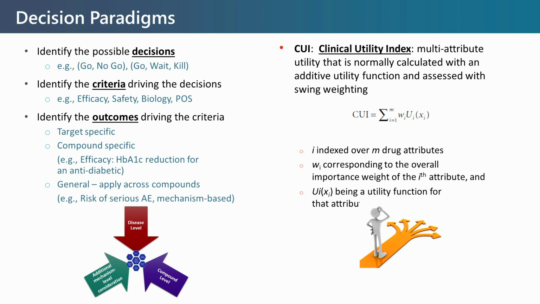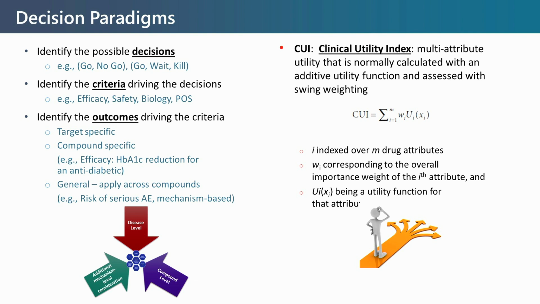One is, what are those decisions? It could be go, wait, or kill, and that is tied to their decision criteria, or a go, no-go decision, as they call it in drug development. Identifying the criteria driving those decisions, whether it's a go, wait, or kill, for certain parameters such as efficacy, safety, biology, or proof of concept or probability of success within drug development.